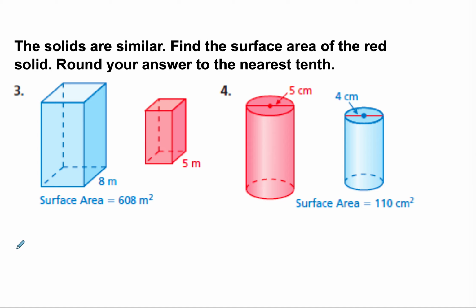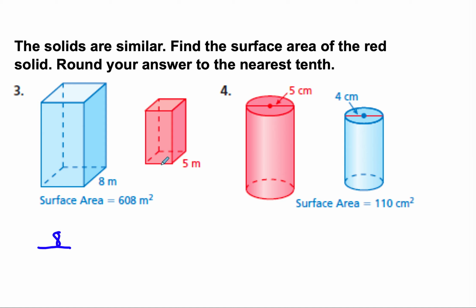All right. Let's go ahead and I'll get you set up on 3, and then you're going to try 3 and 4 on your own. So here the solids are similar. Find the surface area of the red solid. Round your answer to the nearest tenth. Okay, so for 3, I'm going to help you get set up. I'll do the blue shape first because I see it visually first.